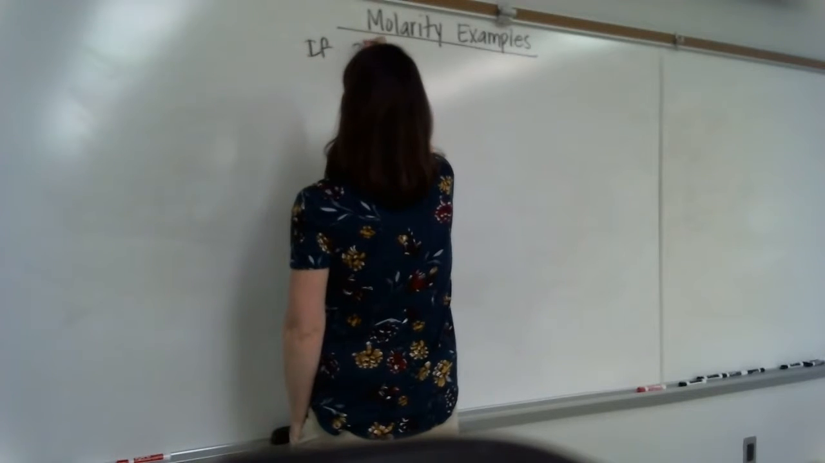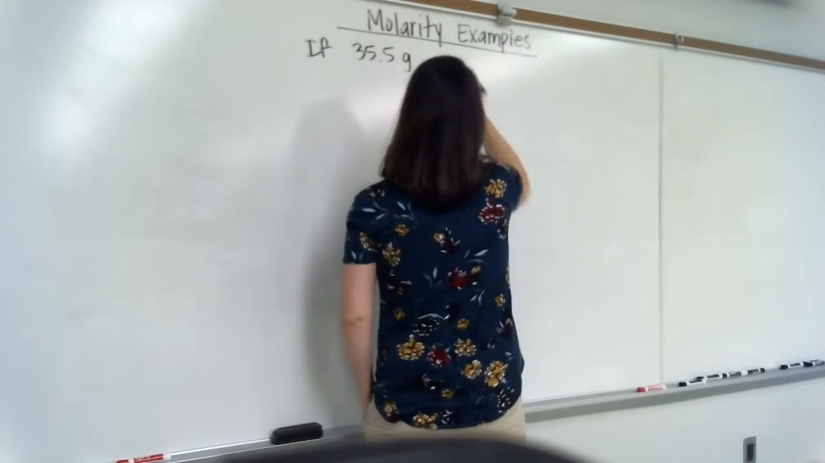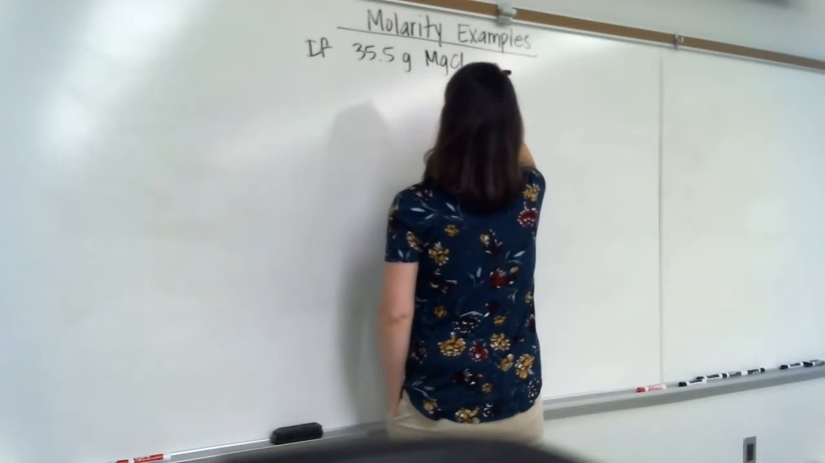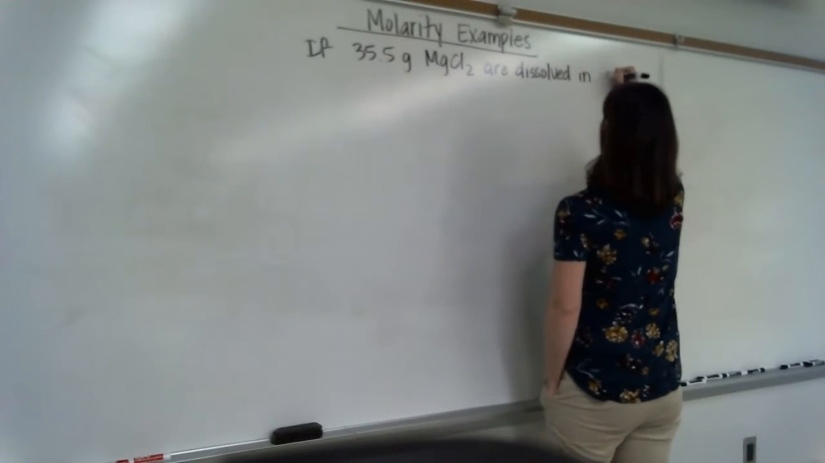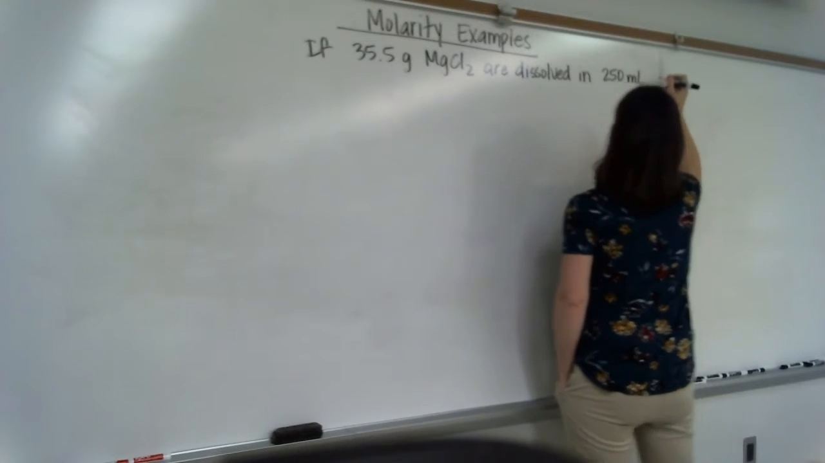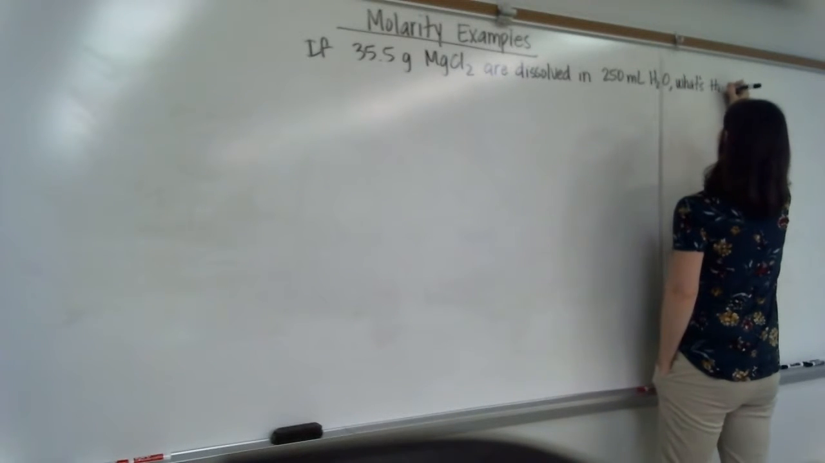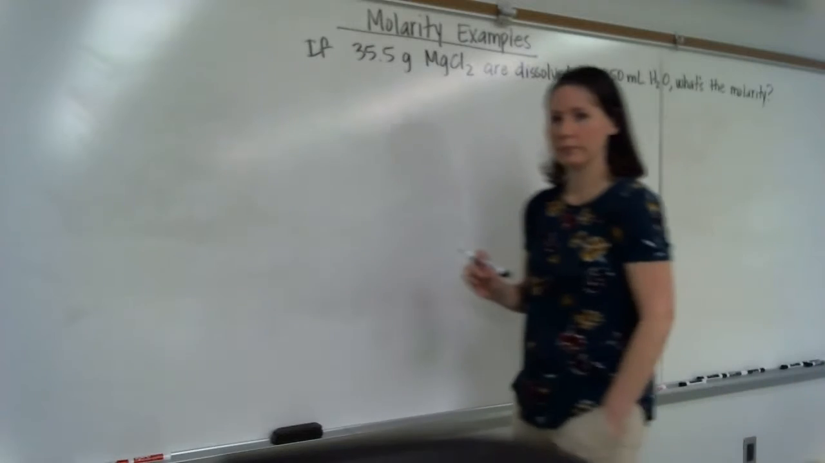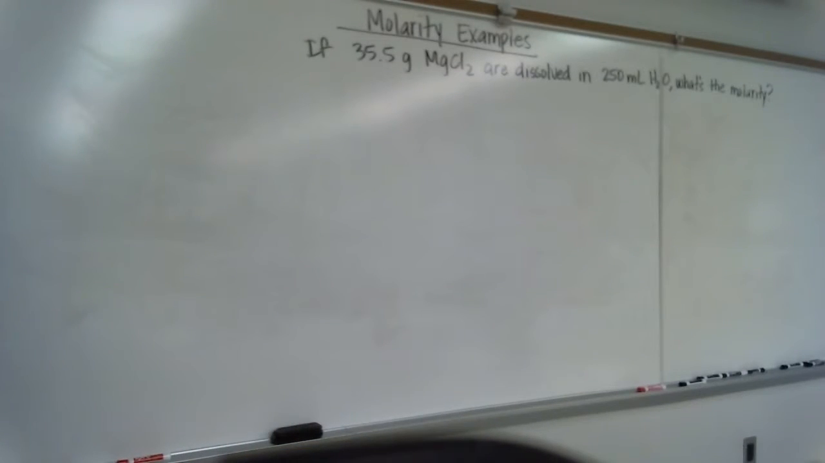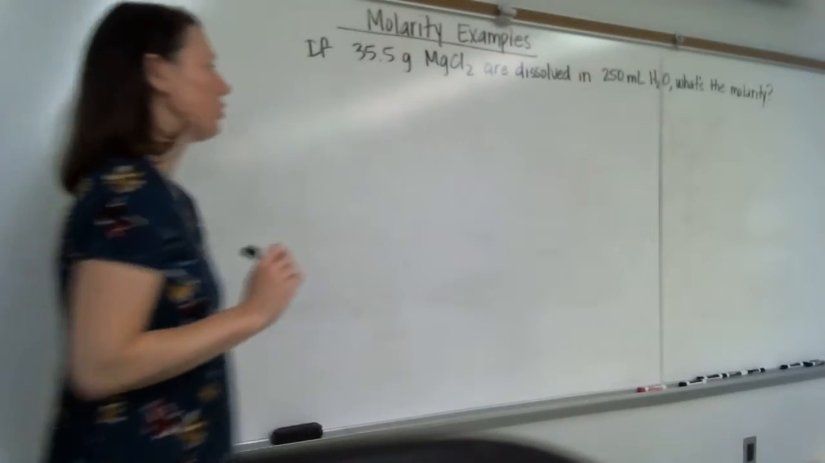If 35.5 grams MgCl2 are dissolved in 250 milliliters water, what's the molarity? Just barely stayed in the frame there. If 35.5 grams magnesium chloride are dissolved in 250., let's put a decimal place there, just for sake purposes, milliliters of water, what's the molarity?